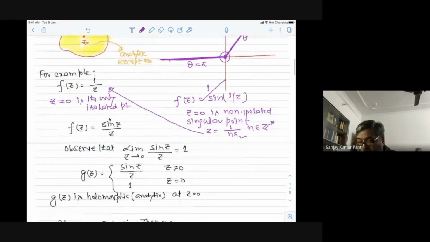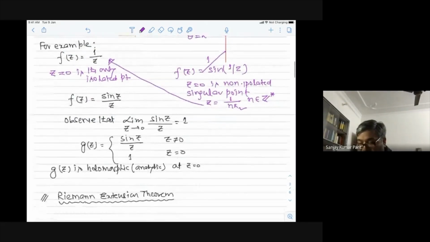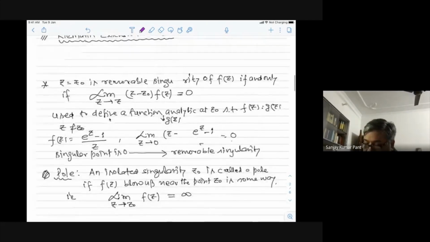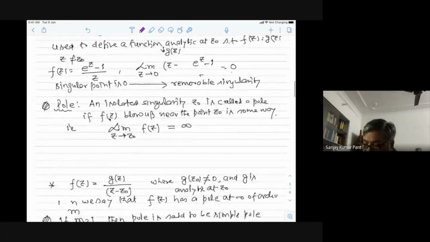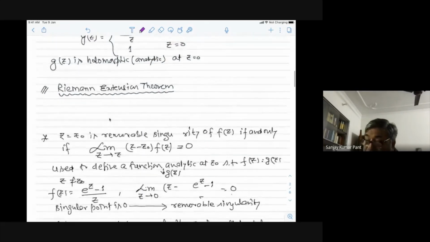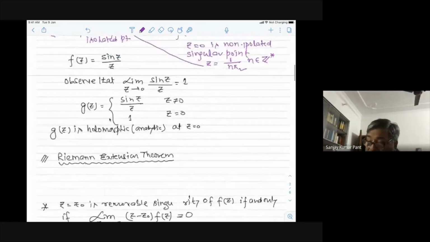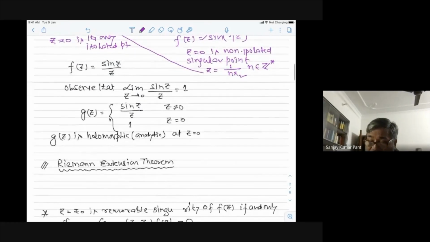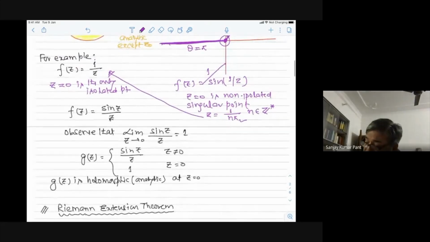Now, we will do the classification of isolated singular points. A very final classification is available for an isolated singular point. What classification is available? An isolated singular point can have three kinds.